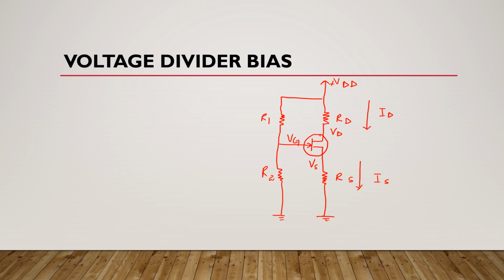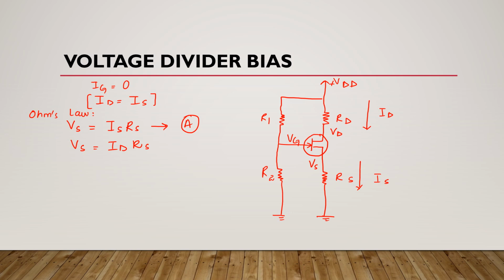Now we know that in all field effect transistors, IG is 0 and ID is equal to IS. Now this source voltage VS is equal to IS times RS. This is equation number A, and we know that this is Ohm's law. Now we know that this source current is equal to drain current here, so we can write this equation A like this: VS is equal to ID times RS.